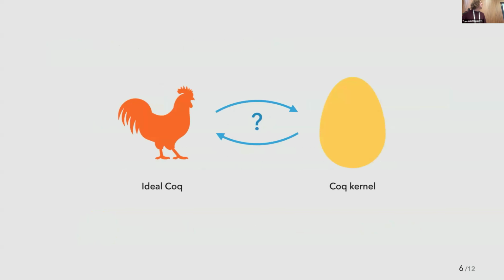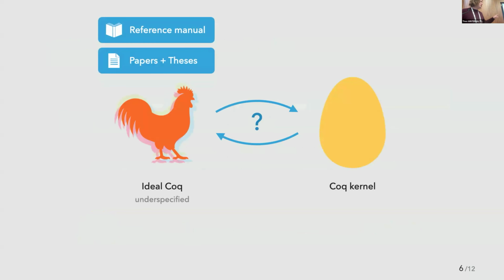So just quickly, why would we want to do that? In a sense, we have the Coq kernel on one side and the ideal Coq, or the ideal theory, on the other side. We would like to connect them. But the ideal Coq is not really specified. I don't know if you've tried to find a specification for it, but I don't think you found it. You have the reference manual, some papers, some theses, and they all cover different parts of the whole thing, but none of them really captures what Coq is, because it's also a moving target.